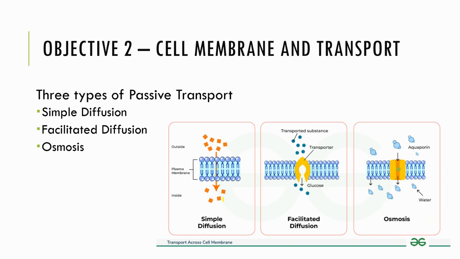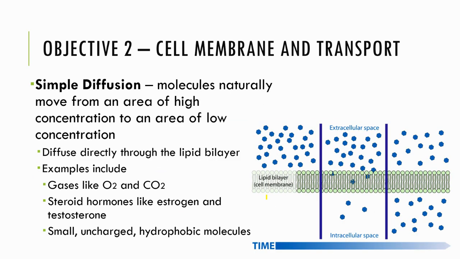In passive, there are three main types: simple diffusion, facilitated diffusion, and osmosis. In simple diffusion, it's just the movement of molecules from high to low, but in this case, we're moving directly through the lipid bilayer. Diffusion is a general term for anything moving from high to low or spreading out, but in terms of the cell, simple diffusion goes straight across the phospholipid bilayer.